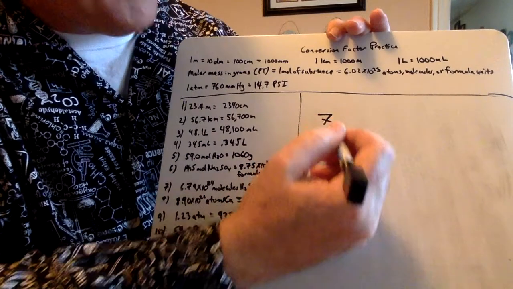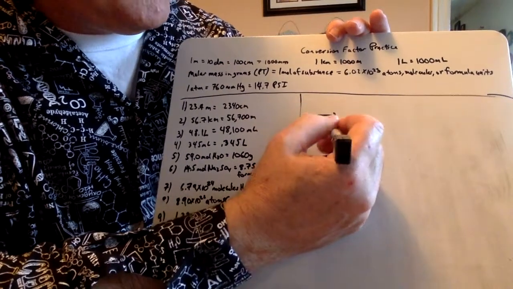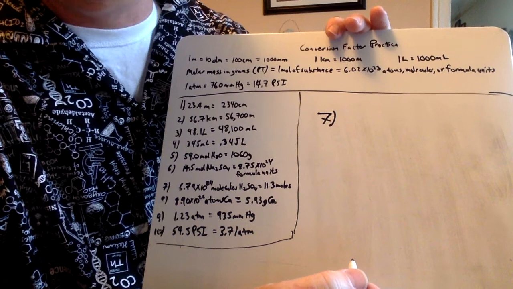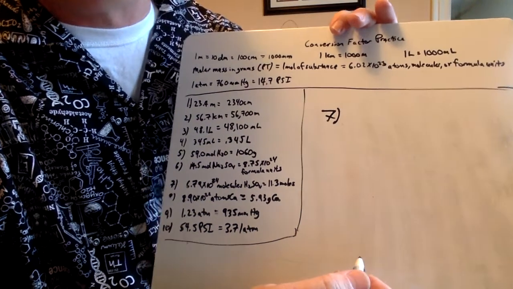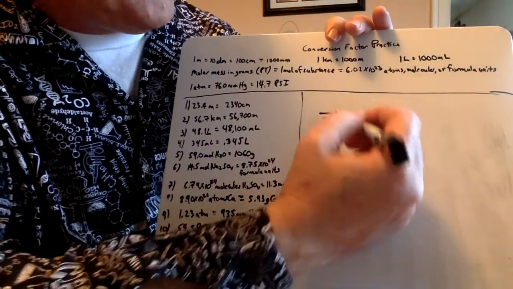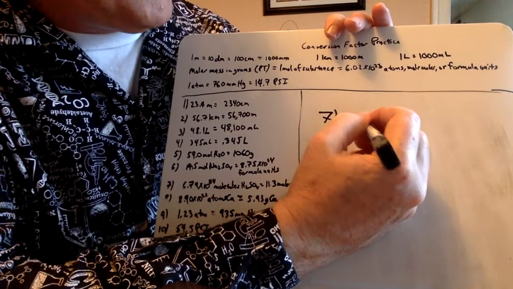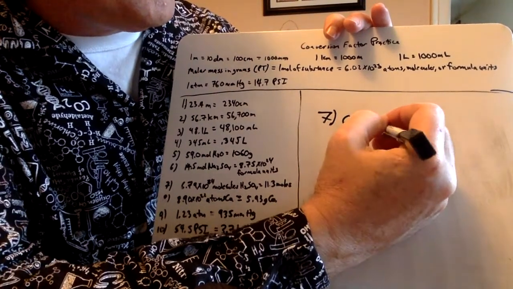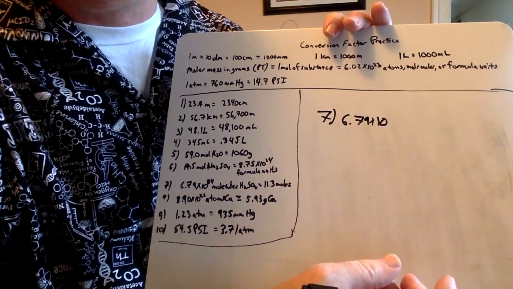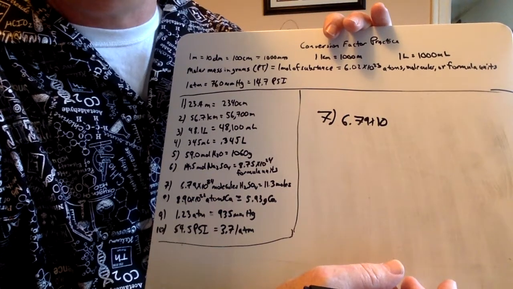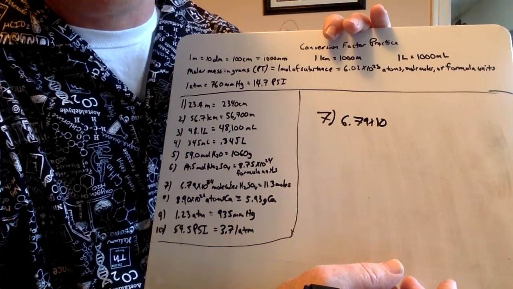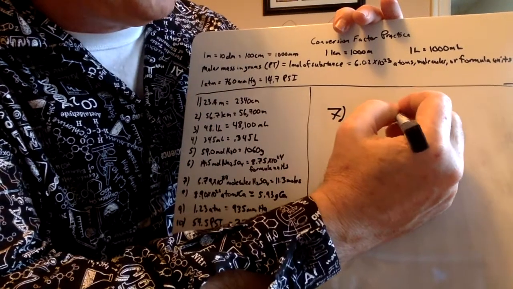Okay, now we're ready for number 7. So number 7 is 6.79 times 10 to the 24th molecules of H2SO4. Notice I didn't use the term formula units, and that's because H, S, and O are all nonmetals, so they're covalently bonded, so we call it a molecule, not a formula unit.